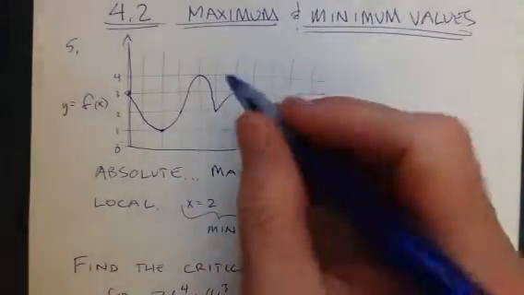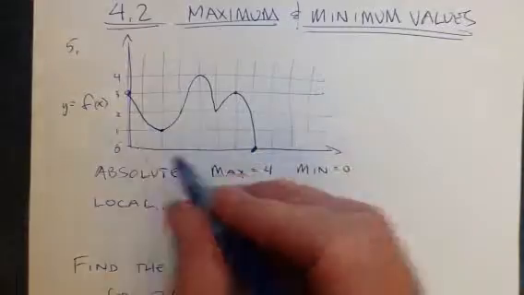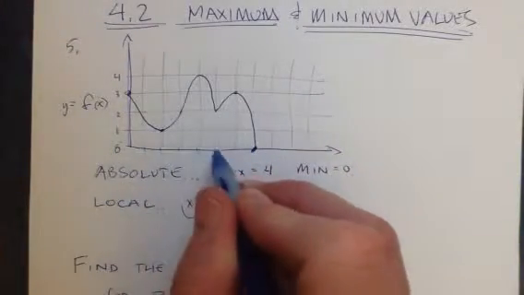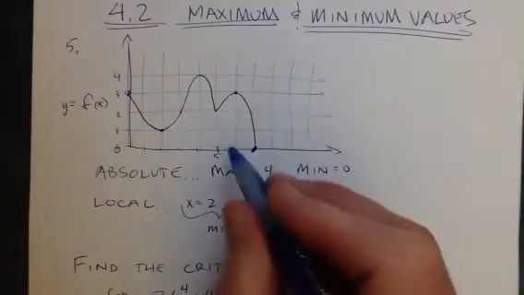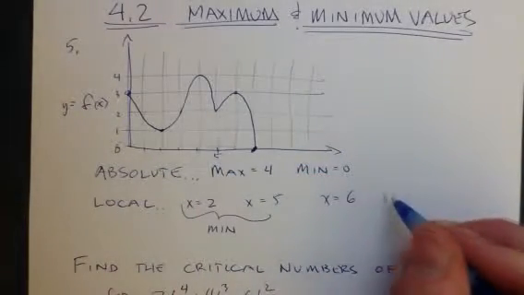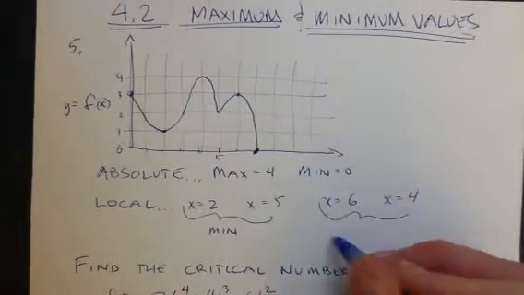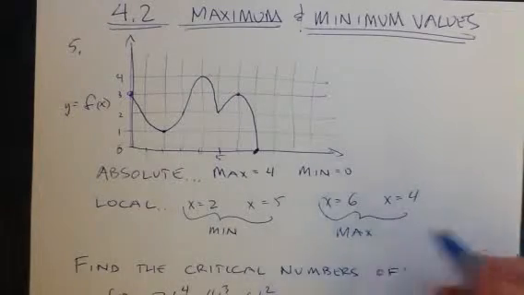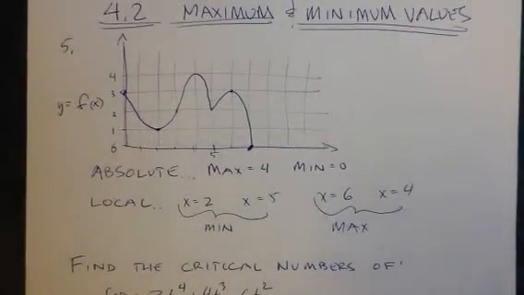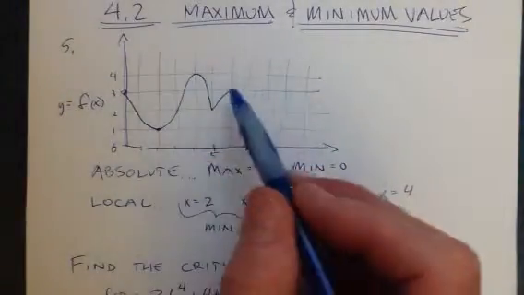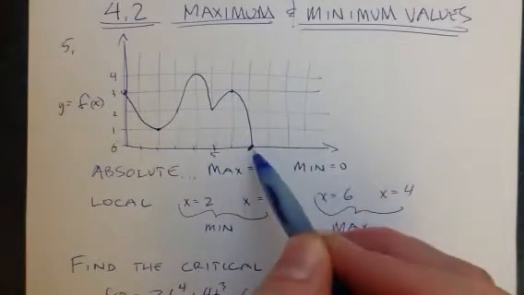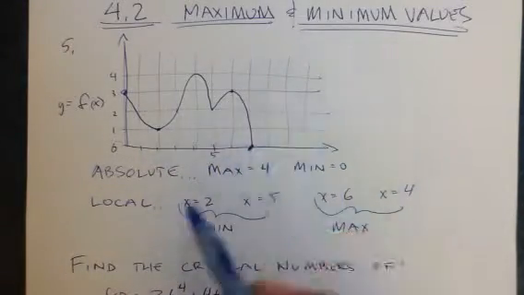Okay, maximum values are going to be right here. 1, 2, 3, 4, that's 5, so it's 6. X equals 6, and also x equals 4. These are local maximum values, all right? Now, you can state what the actual values are, of course. At 4, the maximum value is 4. At 0, the minimum value is 0.